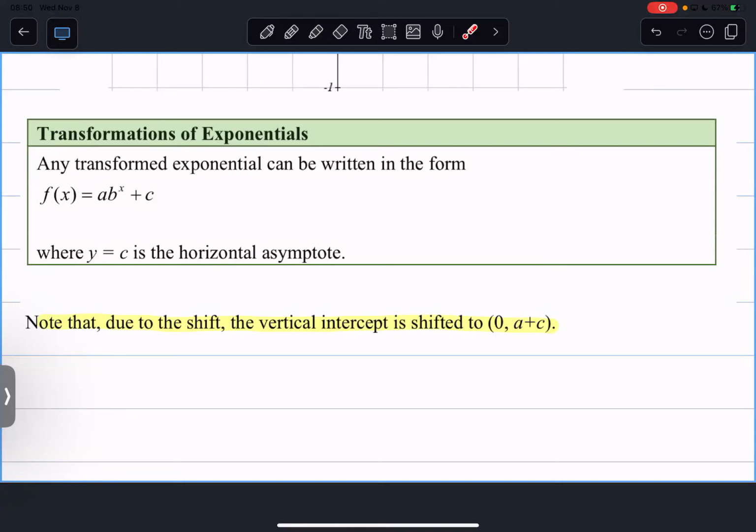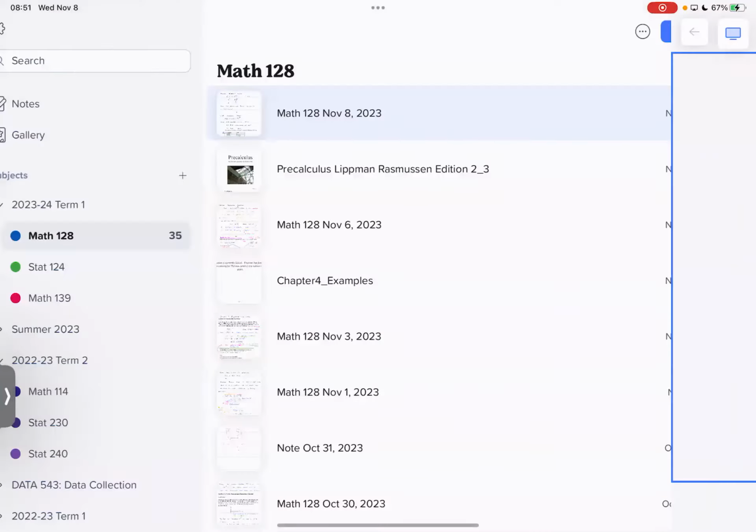But what about things like stretching and all that kind of fun stuff? It's all going to be absorbed by that a. All right, we're not going to worry about that too much. But let's do an example.